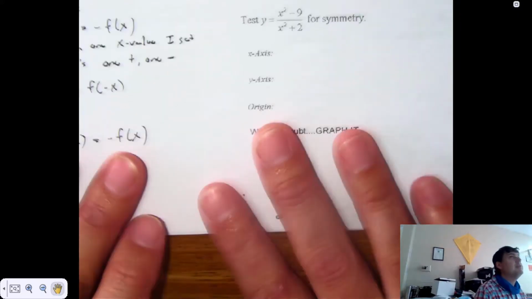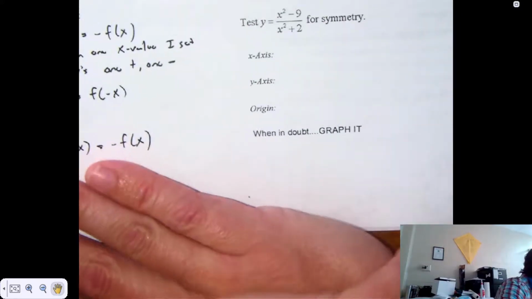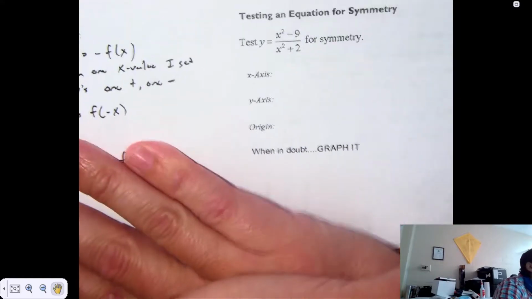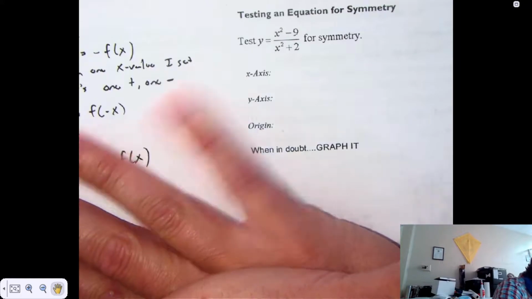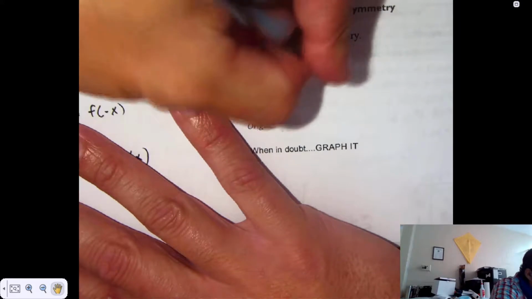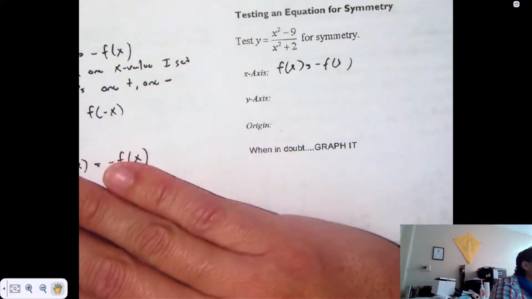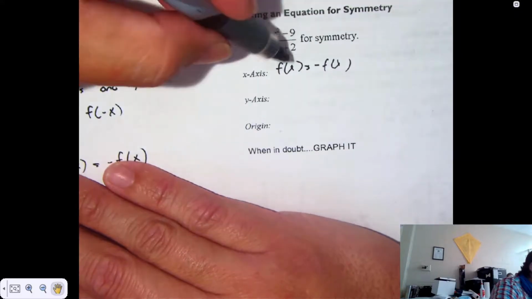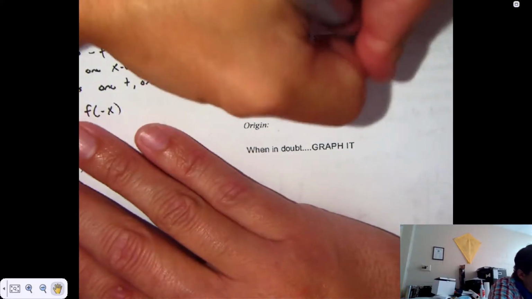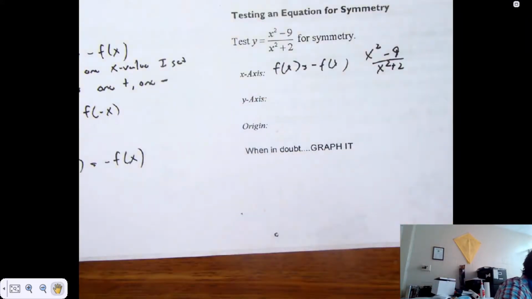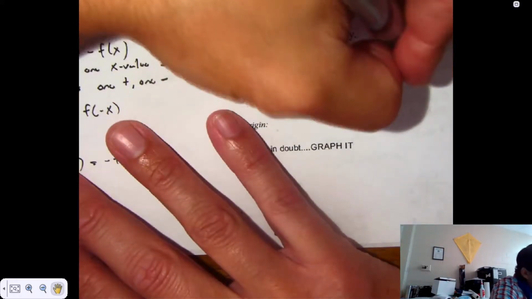Test this sucker for symmetry, following those function rules off to the side. This is x squared minus 9 over x squared plus 2, and we're supposed to check it for lots and lots of symmetry. And we'll do the x-axis test first. The x-axis test says f of x equals negative f of x. And we're literally going to do what it says. F of x is x squared minus 9 over x squared plus 2, isn't it? It must be equal to negative f of x.